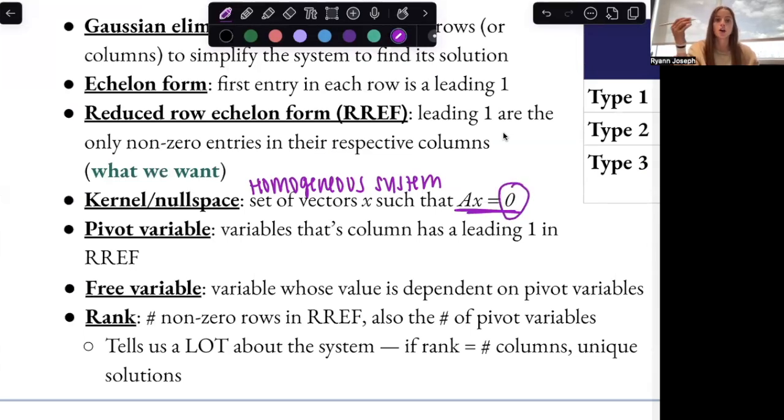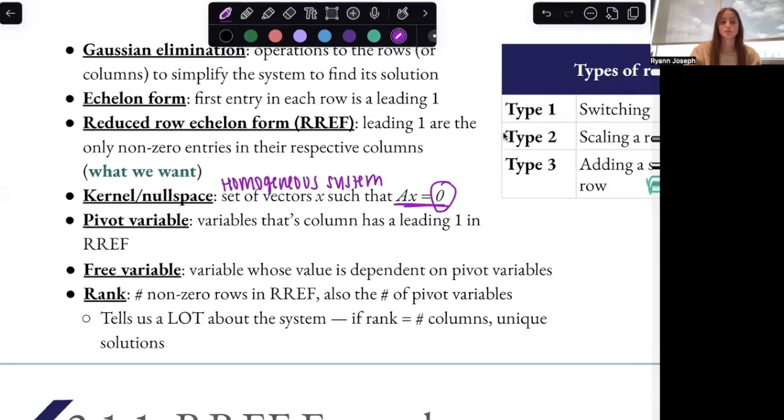Null space makes sense. Homogeneous makes sense because homogeneous essentially means equal to 0 in all of math. Kernel, I don't know why it's called the kernel, but that's the term. Then we have the idea of pivot variables and free variables.